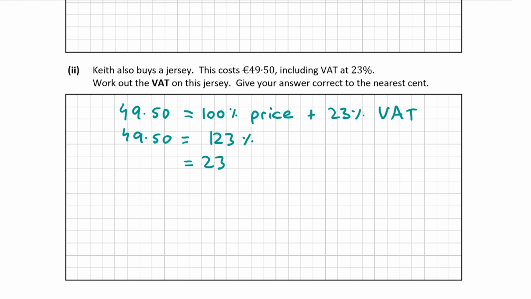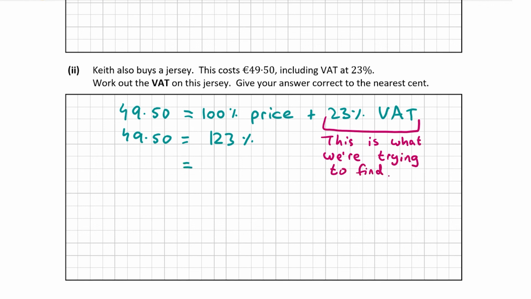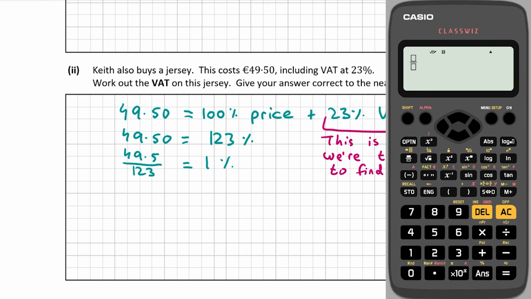And we're trying to work out what 23% is. So the quickest way to do that is to work out what 1% is first. And if we know what 1% is, we can multiply it by 23, as of course we're trying to get 23%, which is the VAT. So to get 1%, I'm going to divide 49.5 by 123. And we can do that on the calculator. So 49.5. You can write 49.50 if you want, but 49.5 and 49.50 is the same thing really. Over 123.